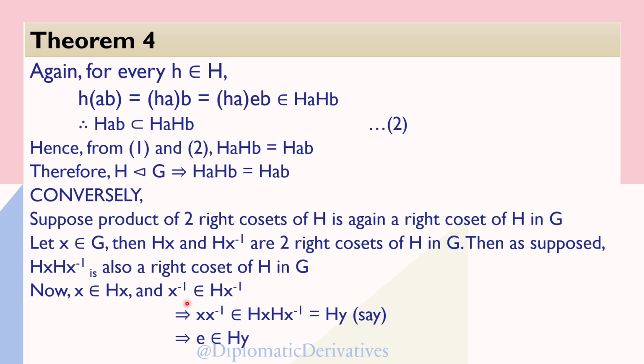X, and what is inside HX inverse? X inverse. So when you make a product of X and X inverse, it will belong to the product of HX and HX inverse. Now to make it easier, we can call this product HY. Let's suppose X and X inverse is E, so E is an element of HY. Now what did we get? That identity belongs to this product, which is HX times HX inverse.